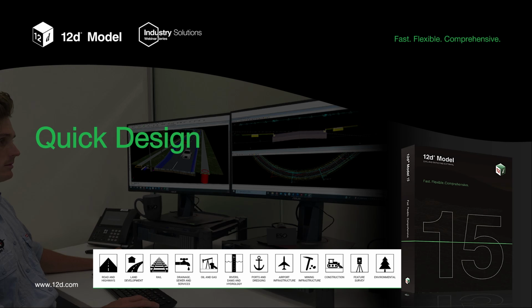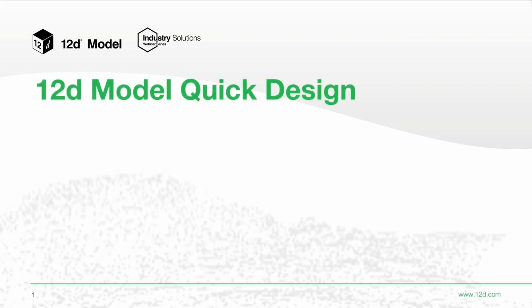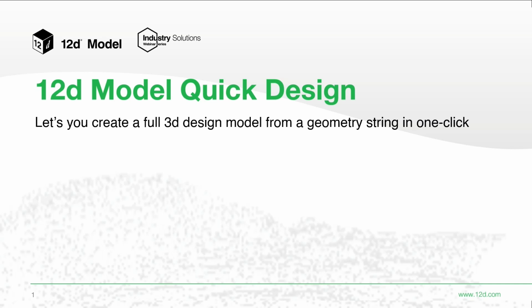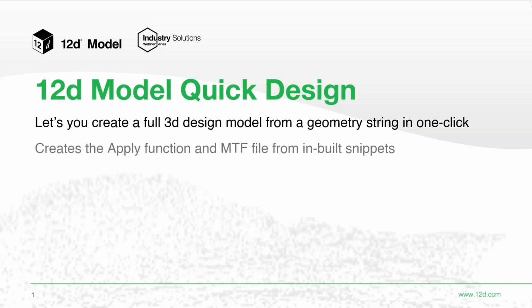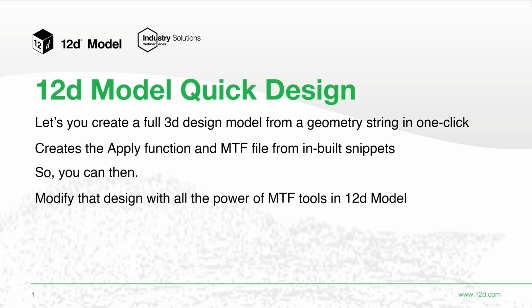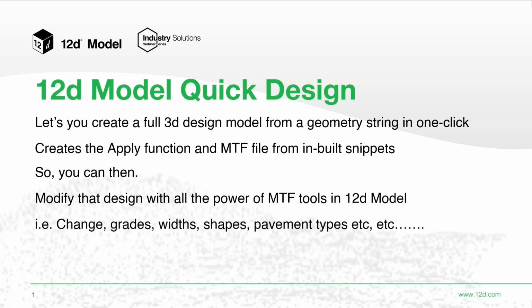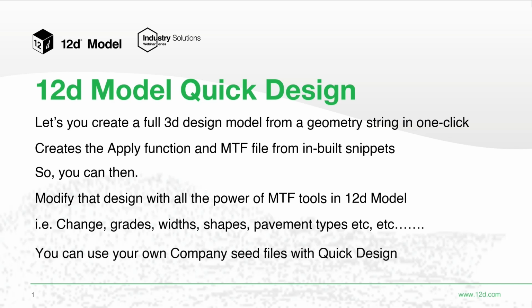Thanks, Lisa, and welcome everybody to the 12D Model webinar on Quick Design. So what is Quick Design? It's something that lets you create a full 3D model from some geometry in a single click. It creates the Apply function and the MTF file from inbuilt snippets. It's a quick start, so you can then modify that design with all the power of the MTF tools in 12D Model. So you can change grades, widths, shapes, pavement types, and so forth. And you can use your own company seed files with Quick Design.